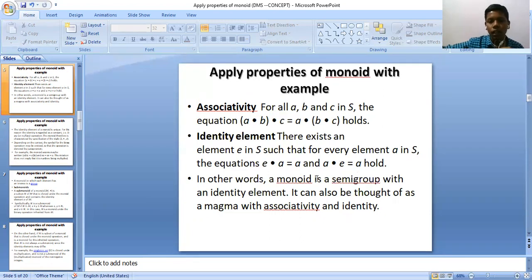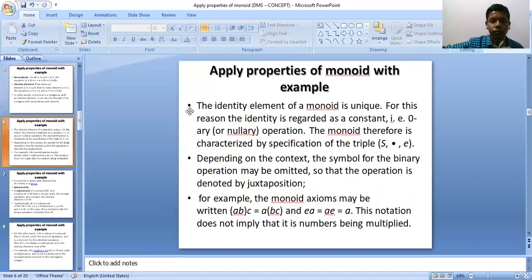In other words, a monoid is a semigroup with an identity element. It can also be thought of as a magma with associativity and identity. The identity element of a monoid is unique. For this reason, the identity is regarded as a constant, that is, a 0-ary or null-ary operation. The monoid is therefore characterized by specification of the triple (S, dot, e).